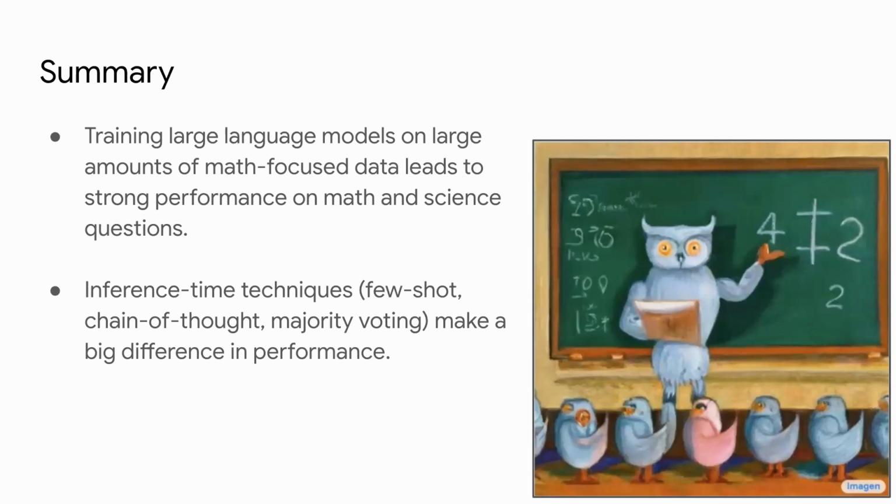So yeah, I can just summarize. Training models on large amounts of math focused data, you get good performance on math and science questions. I think that's the main takeaway. And practically speaking, there is this capability overhang of these models where you can take them out of the box and do something and they won't do very well. But if you add things like few shot, chain of thought, majority voting, and probably other things that we don't know about, RLHF is another example of this kind of thing, you can get a lot more performance out of them. And yeah, that's it. Thank you.